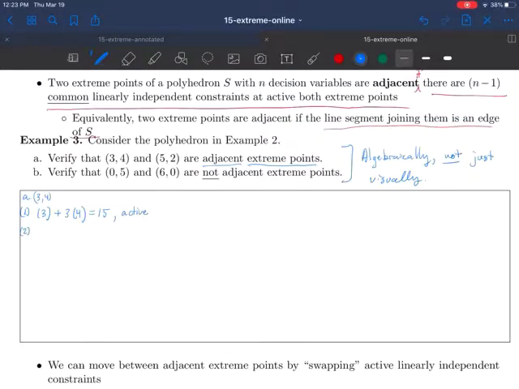Constraint 2: x1 is 3, plus x2 is 4, equals 7. That's also active. Constraint 3 is 2x1 plus x2 less than or equal to 12. That's 2 times 3 plus 4, which is 10, strictly less than 12, so it satisfies that constraint.